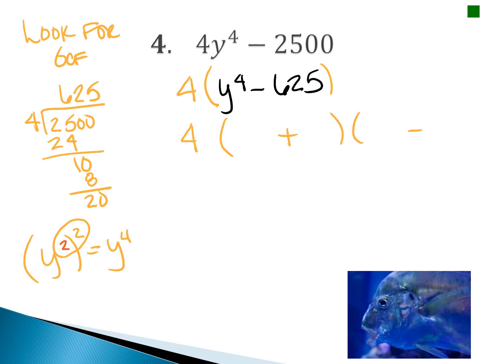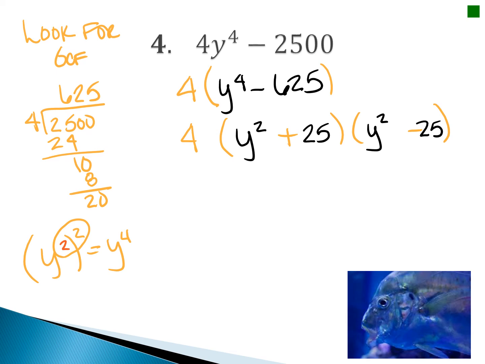Set up your plus and your minus. What did we square to get y to the 4th? We squared y squared. What did we square to get 625? Well, it's 25. It's one of those that you need to memorize. 25 squared is 625.